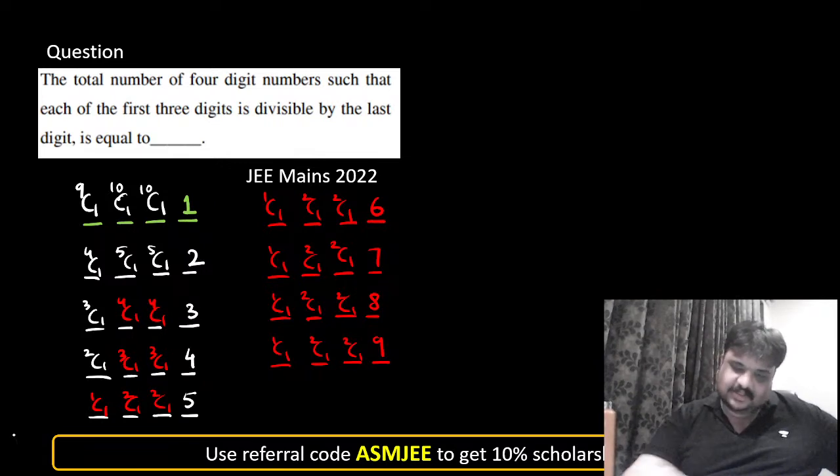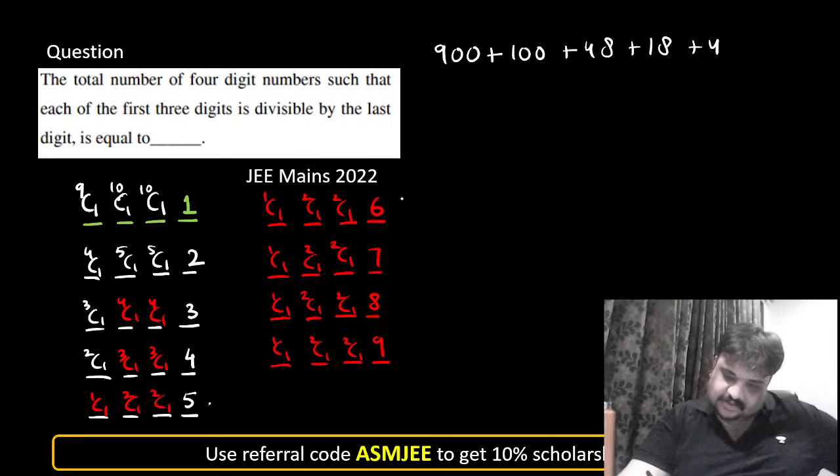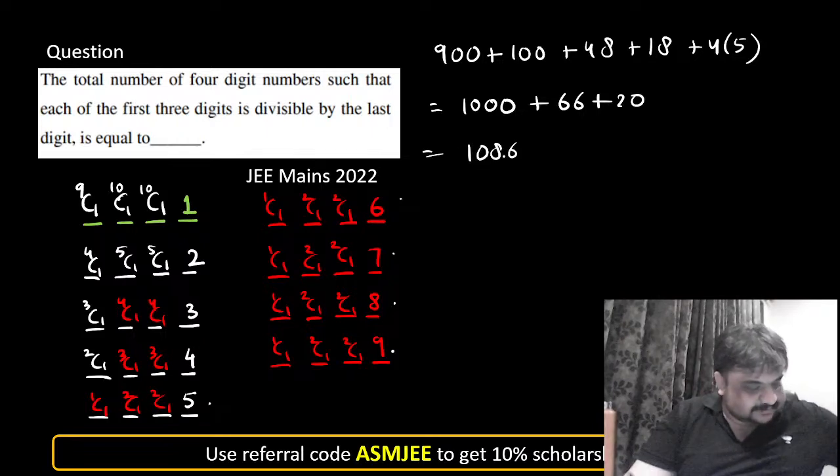Now calculate the answer. 900 plus 100, 48, 18 plus 4 कितनी बार? 1, 2, 3, 4, 5. 4 times 5 is 20. 1066 plus 20, 1086.